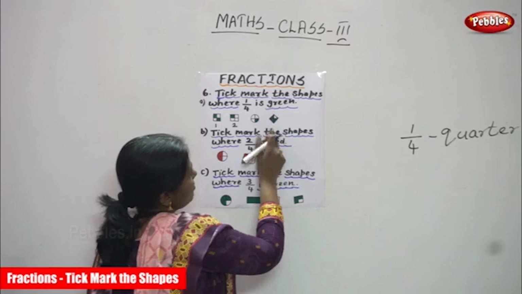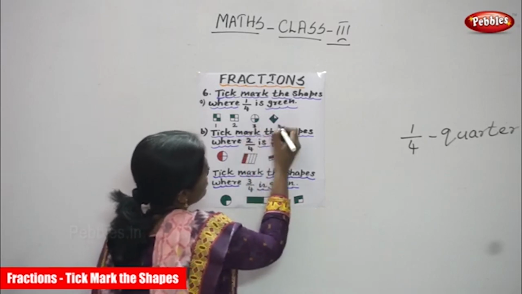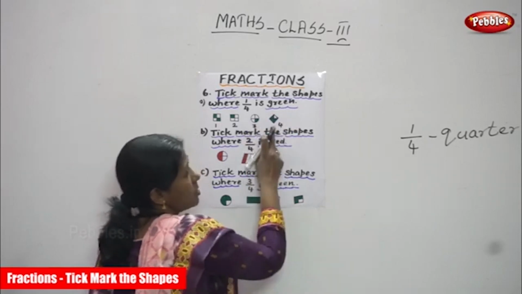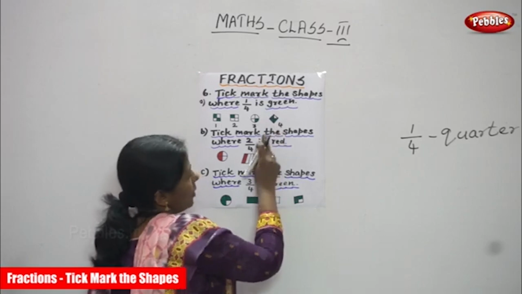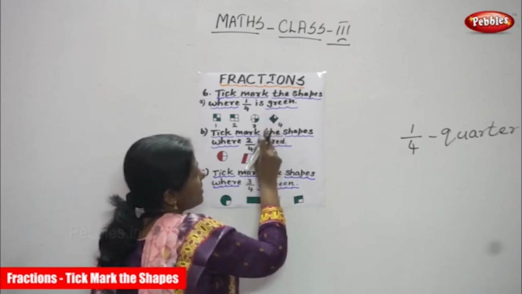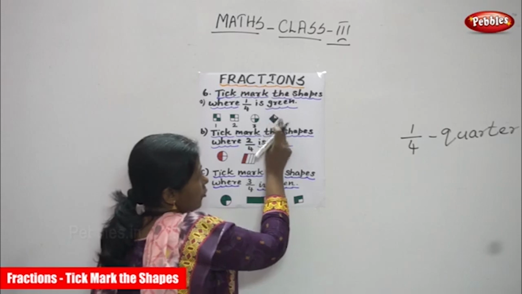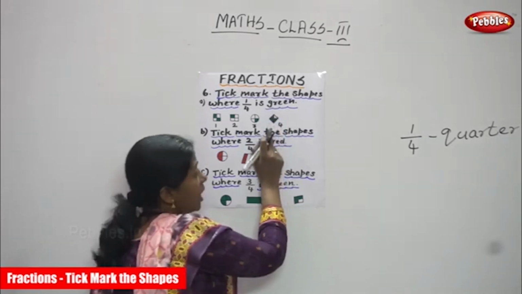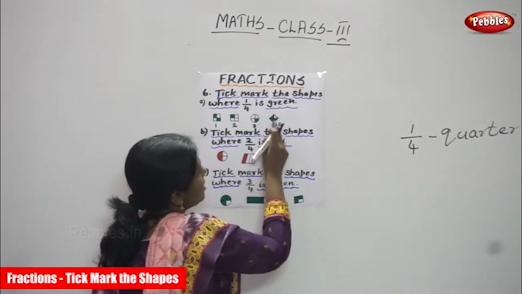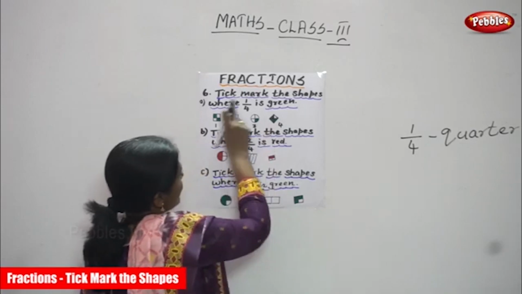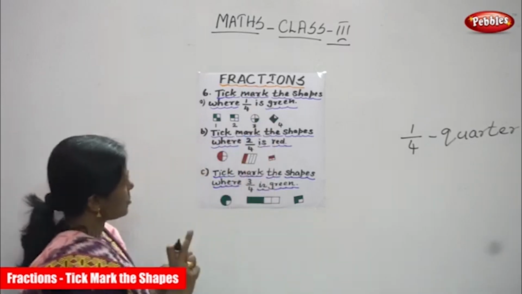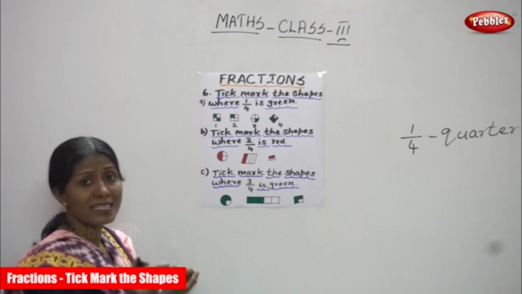Next, this is the third diagram and this is the fourth diagram. This is a diamond shape. How many parts did I shade? I cut it into 4 equal parts, but I shaded only 3 parts. So, 3 parts in green color. So, what is the heading? Tick mark the shapes where 1/4 is green.